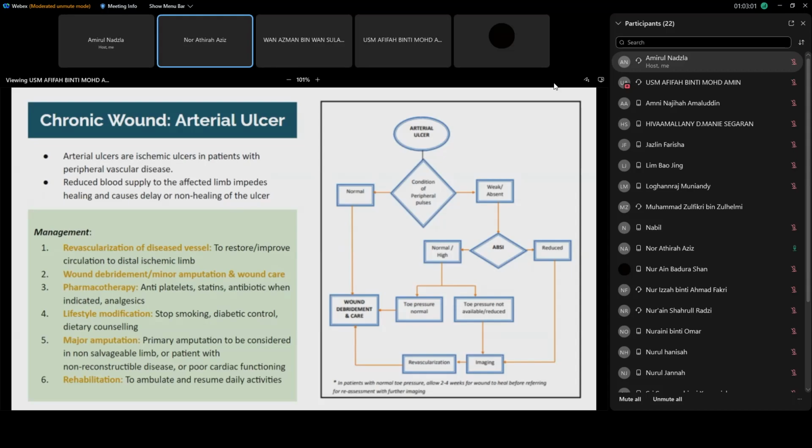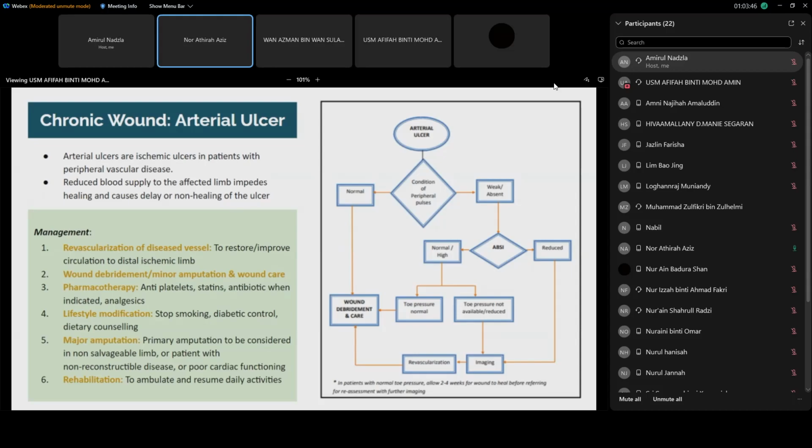However, if the pulse is weak or absent, we look for ABPI. So if ABPI is normal or high, next we look for the toe pressure, whether it's normal or not available or reduced. If it's normal, we can proceed with wound debridement and care. However, if the toe pressure is not available or reduced, we have to proceed with imaging. And if in imaging it's confirmed that the patient has weak pulses or no pulse at all, we have to proceed with revascularization.